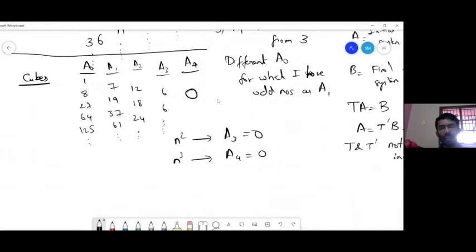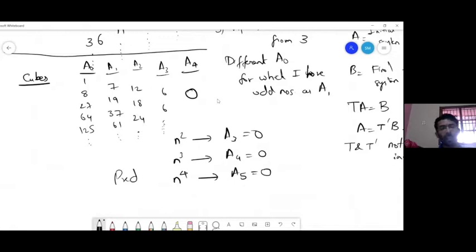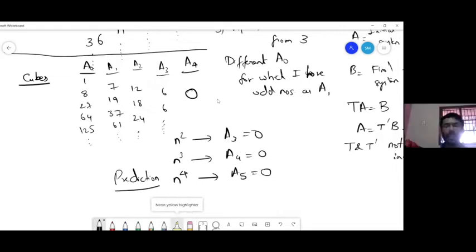So any other? Yeah, if it continues with the same, we have to check. Very nice. But this is your prediction that for n power 4. I can't say it's my prediction. I would like to check this. Okay, nice.